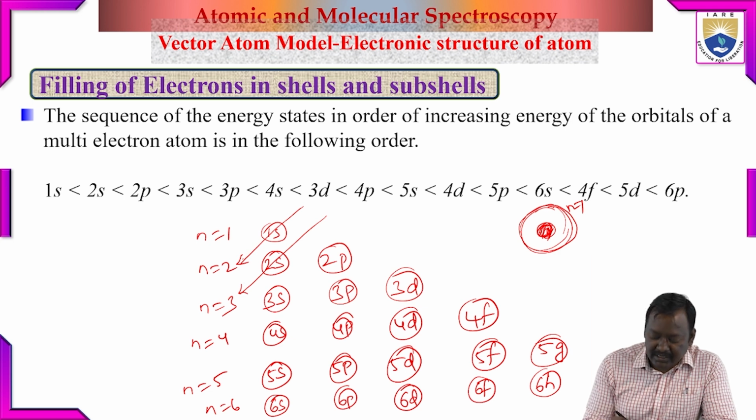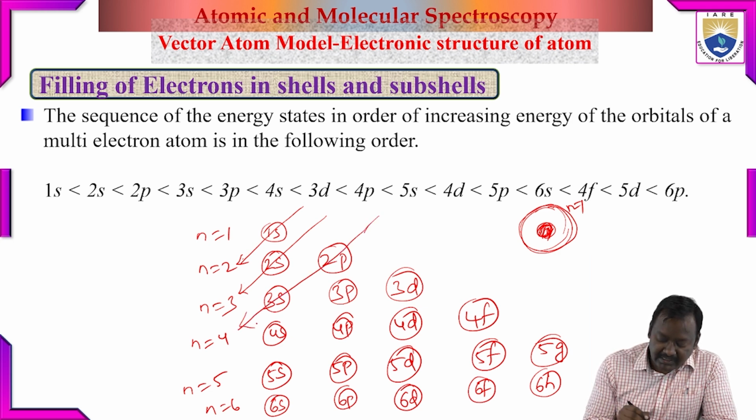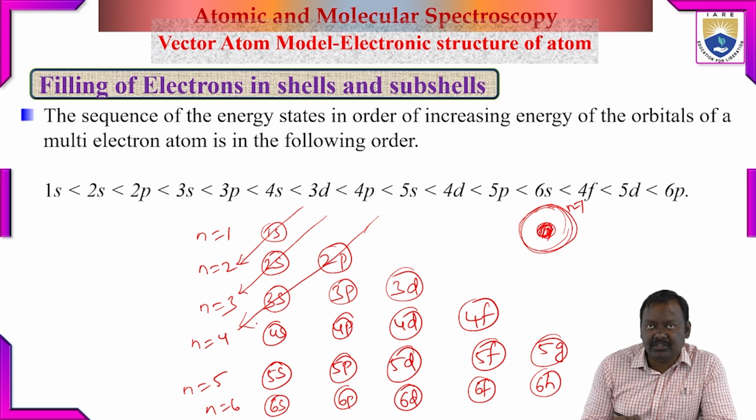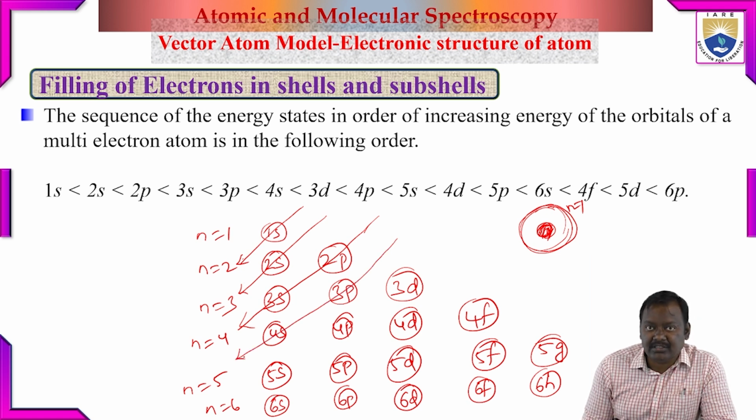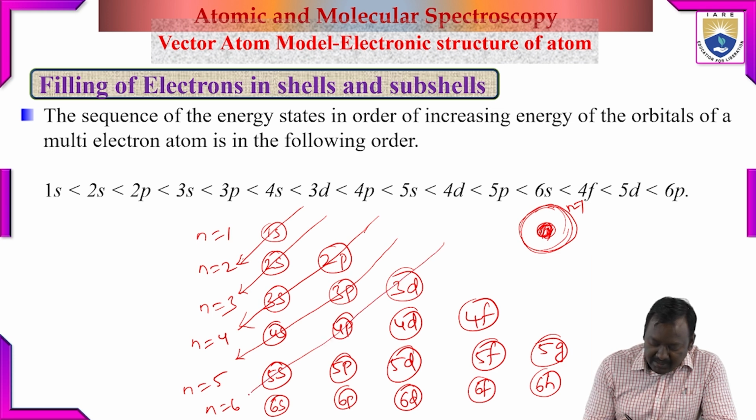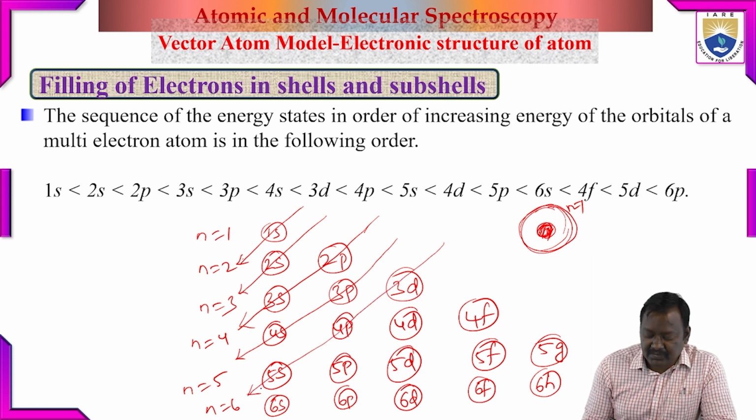And then 2p, and then 3s. We need to follow this type of order, and then 3p and 4s orbitals are to be filled. Then 3d, 4p, 5s, and again 4d, 5p, 6s, like this.